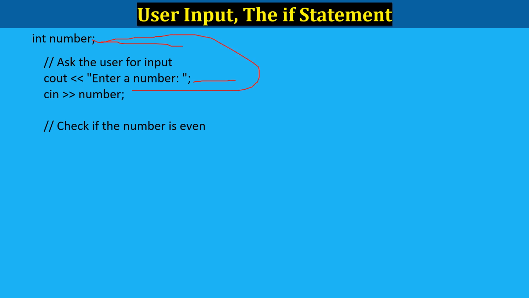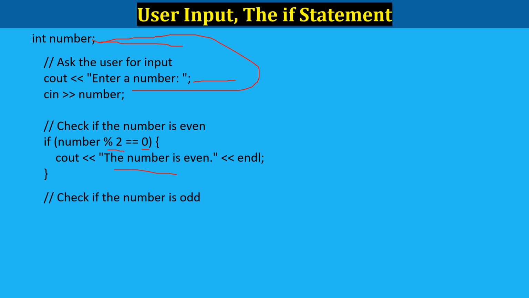Check if the number is even. If the remainder when number is divided by 2 is equal to 0, this condition identifies even numbers. Cout prints that the number is even, and endl ends the line and moves to the next line.